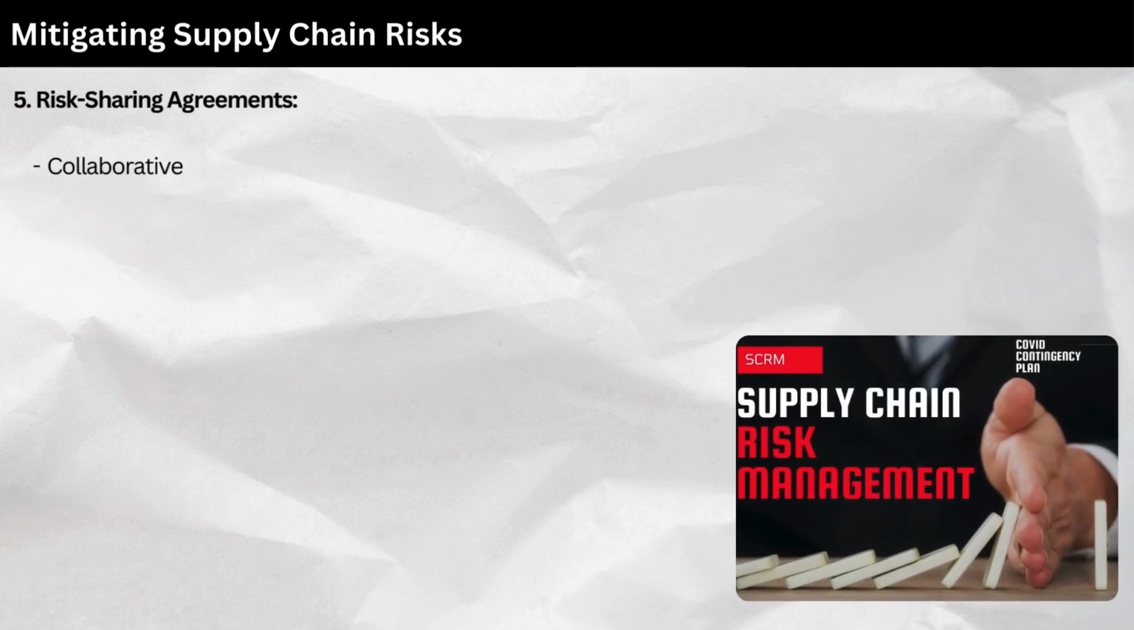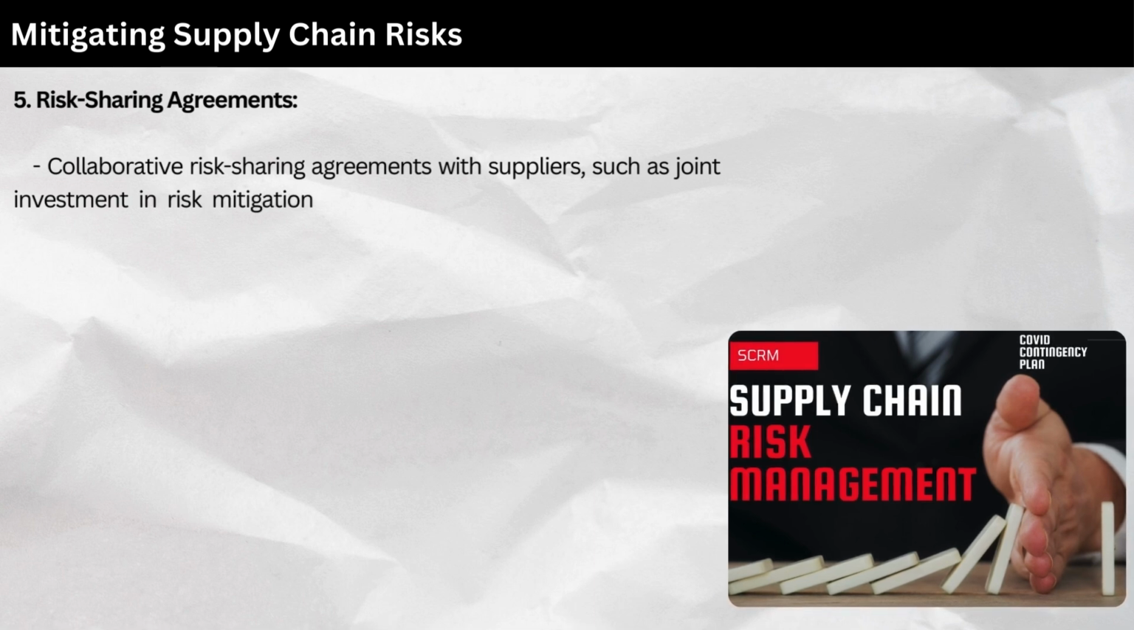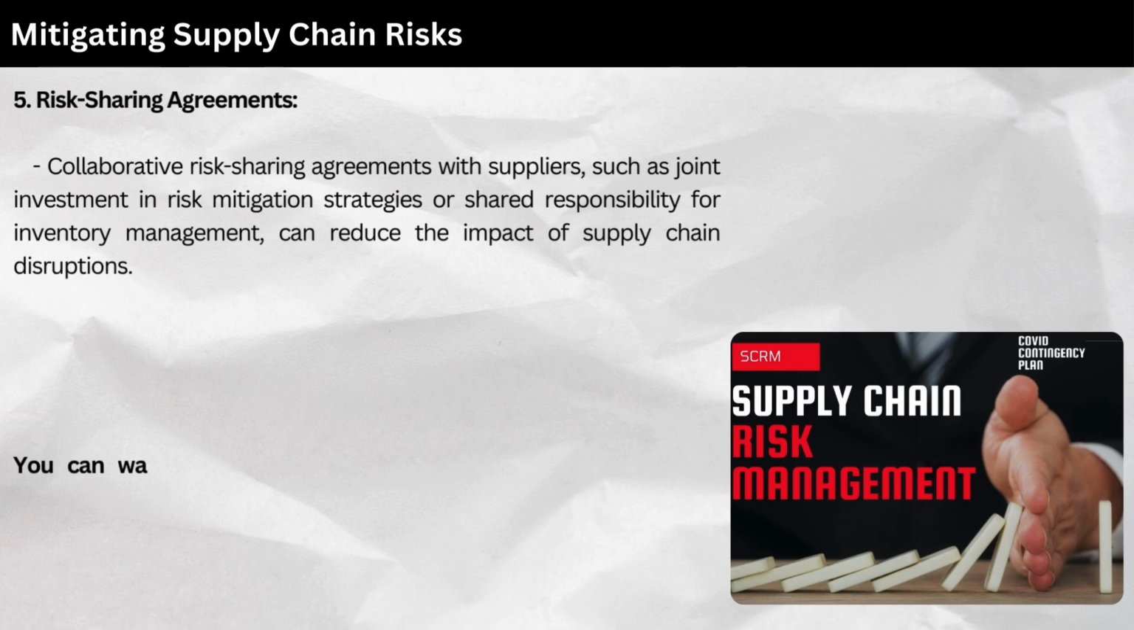5. Risk-sharing agreements. Collaborative risk-sharing agreements with suppliers, such as joint investment in risk mitigation strategies or shared responsibility for inventory management, can reduce the impact of supply chain disruptions.